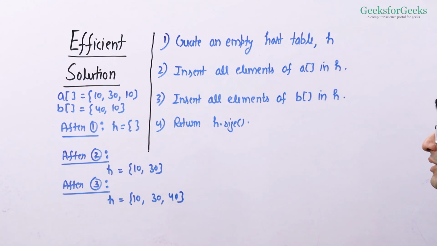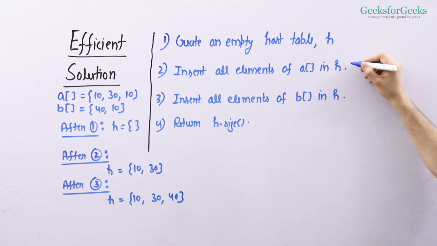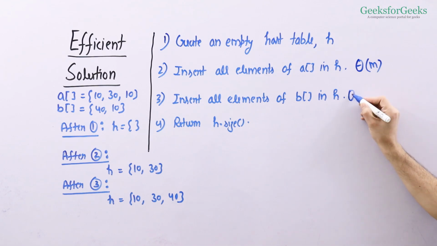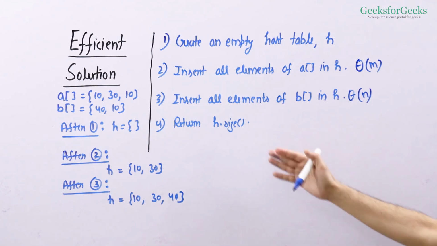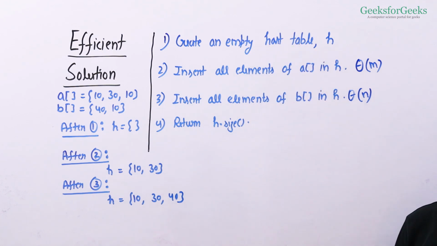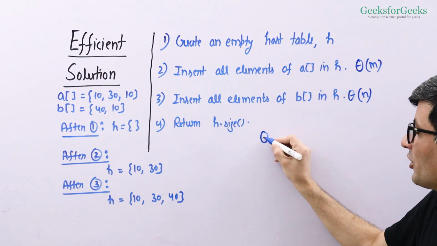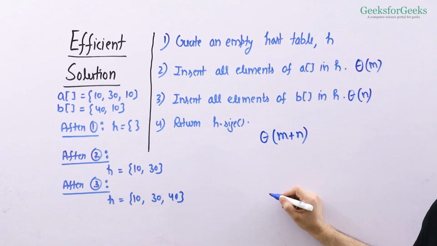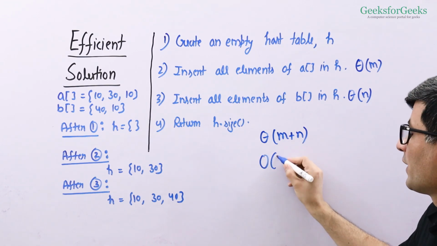Let's analyze the time complexity of this. This step is going to take theta m time, if m is the size of array A. This step is going to take theta n time, and these two are constant operations. So overall time complexity is going to be theta of m plus n, right? And how much auxiliary space do we need? We need big O of m plus n.